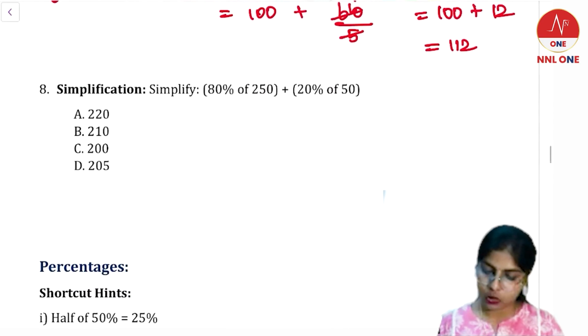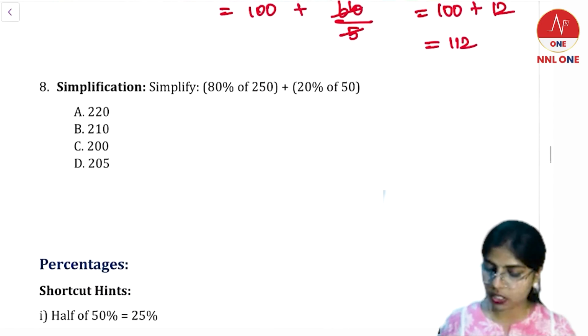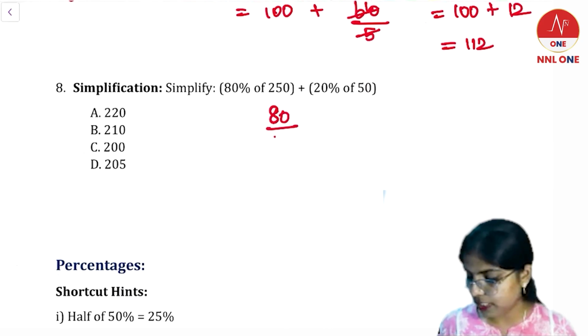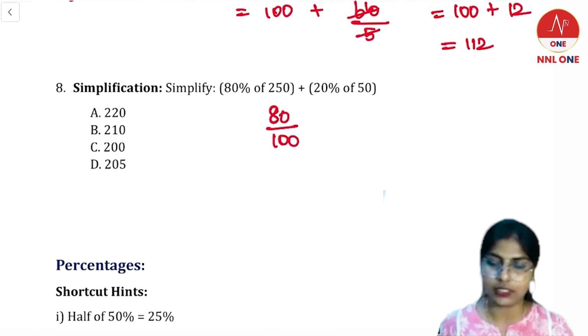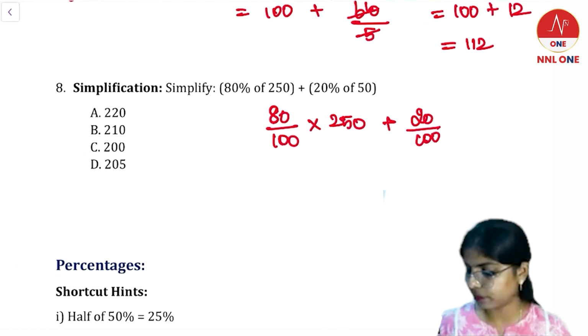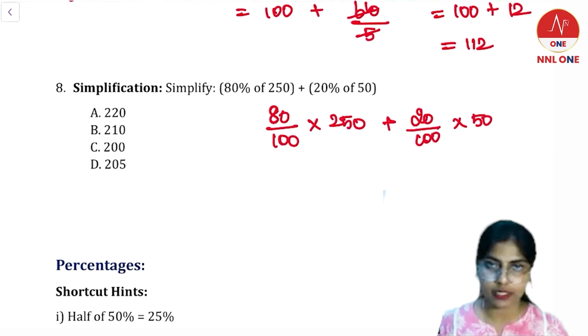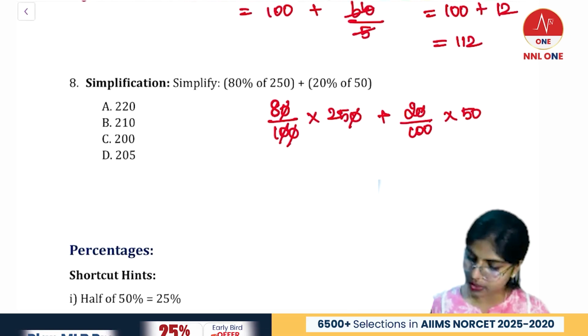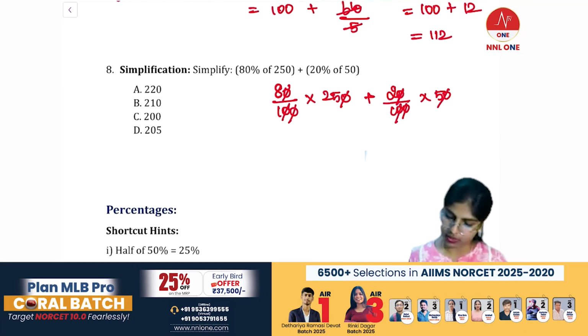Next sum. This simplification is based on percentage. How will you write 80% of 250? You'll write it like this. Percentage is denoted by the number 100. 80%, that is 80 by 100 into 250 plus 20 by 100 into 50. I think we can cancel it, right? 0 and 0 get cancelled. Here 1 0, here 1 0 get cancelled. Here 0 0 get cancelled. Here also 0 0 get cancelled. So 25 into 8. 8 into 5 is 40. Remainder 4. 8 into 2 is 16.